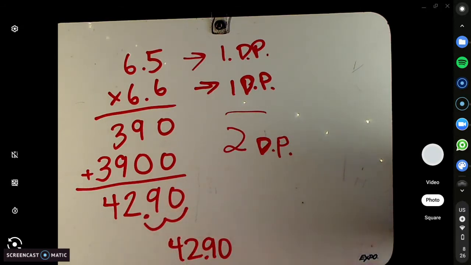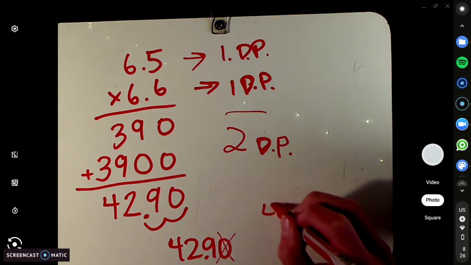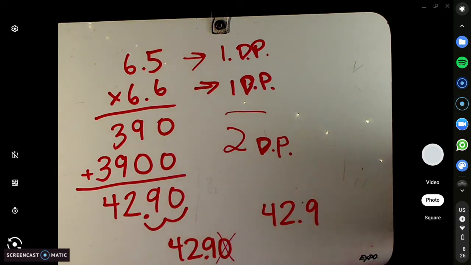42.90, but we can actually take this 0 out, and just get 42.9, because that makes your answer a little less complicated. 42.9 is going to be our answer, or 42 and 9/10. Again, the reason we took out this 0 here is because it doesn't change the value when it's after the decimal point.